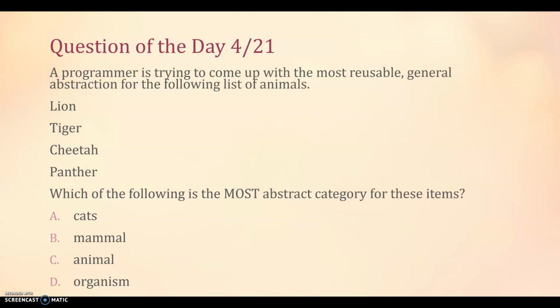Today's question of the day. A programmer is trying to come up with the most reusable general abstraction for the following list of animals: lion, tiger, cheetah, panther. Which of the following is the most abstract category for these items? Would it be cats, mammal, animal, or organism? Please pause the video, study the answer choices.